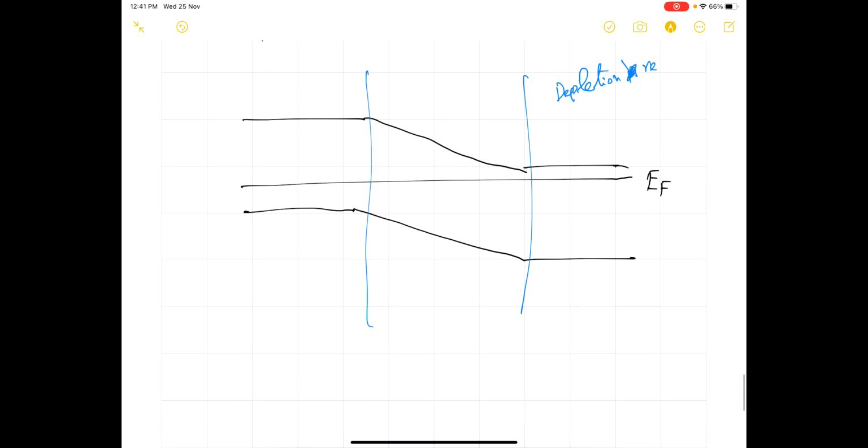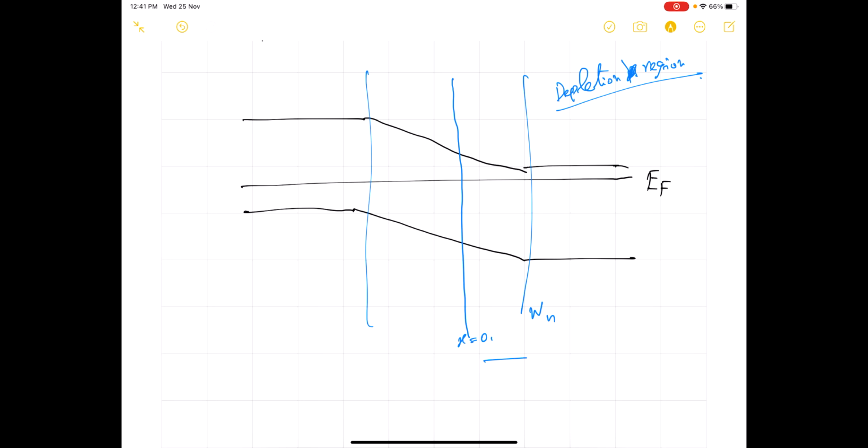Depletion. This is the depletion region, also called the charge neutrality region. Let's consider this is the x equal to 0 coordinate. Then this is, let's say, Wn.